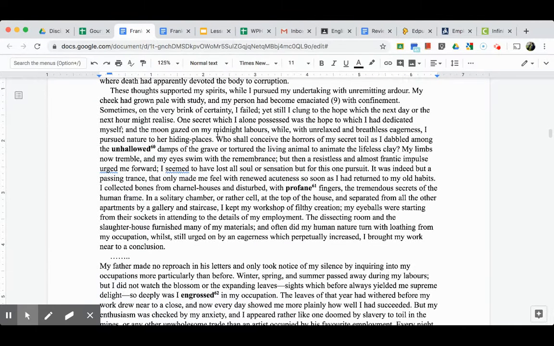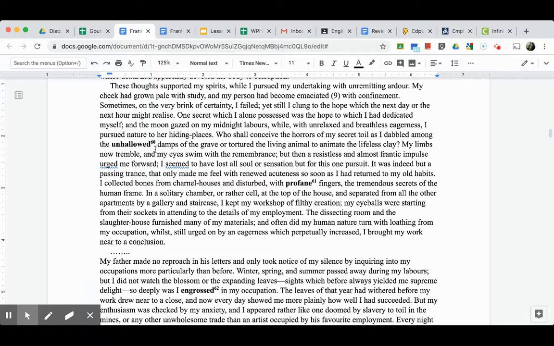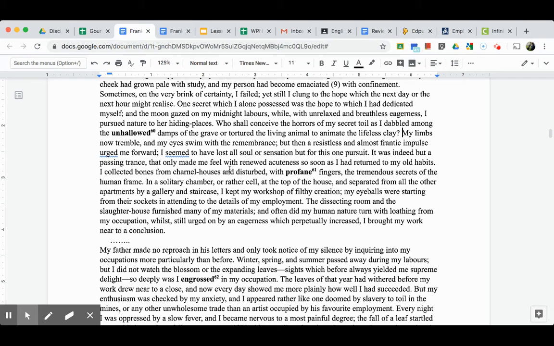And the moon gazed on my midnight labors, while with unrelaxed and breathless eagerness I pursued nature to her hiding places. Who shall conceive the horrors of my secret toil as I dabbled among the unhallowed or the unholy damps of the grave, or tortured the living animal to animate the lifeless clay? So he's going into graves, he's torturing animals. My limbs now tremble and my eyes swim with the remembrance.